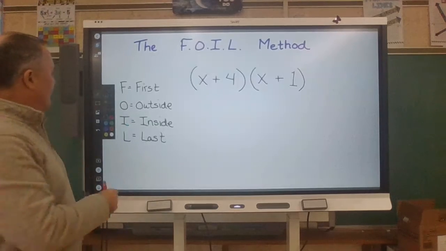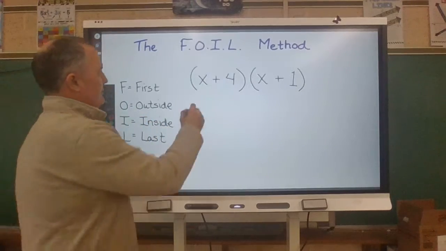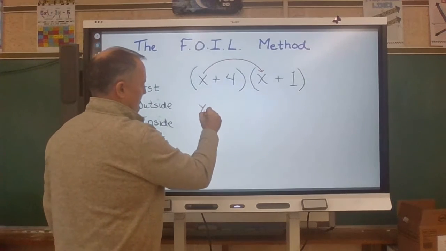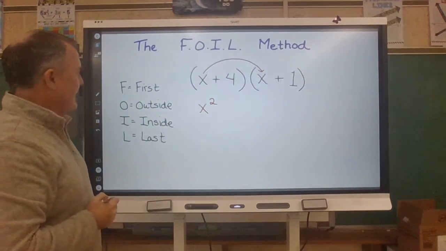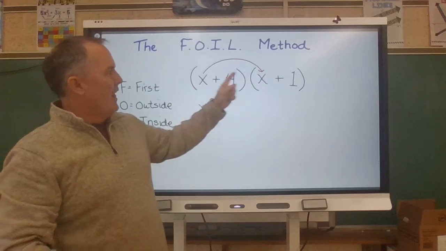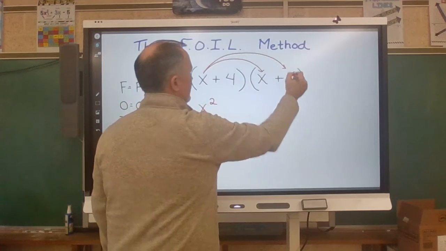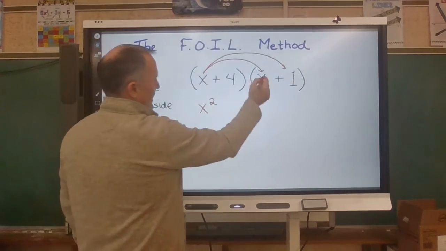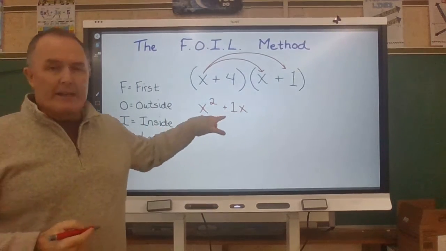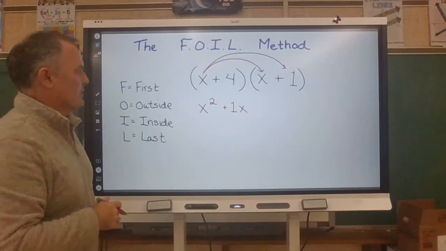So initially, we're going to multiply the two first terms together, the first term in each binomial. So x times x, our two first terms. X times x works out to be x squared. Then we're going to do the outside. We're going to multiply the two outside terms together. In this case, it's x times 1, which will give me a positive 1x. And I know we don't have to put the 1 there, but just for the purpose of our notes today, we're going to leave the 1 there just for a second.